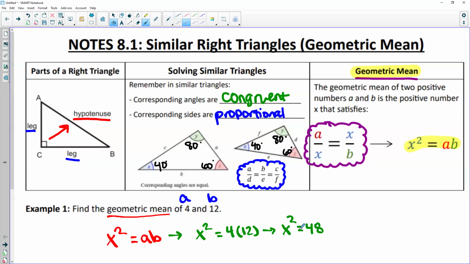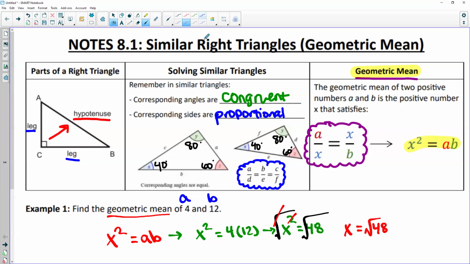And if we want to go ahead and solve an equation that has an x squared, then it's important to note that the way that we cancel out a squared is by doing the opposite. The opposite of squaring would be to square root. So square rooting both sides will cancel out the exponent of 2, leaving you with x is equal to the square root of 48.